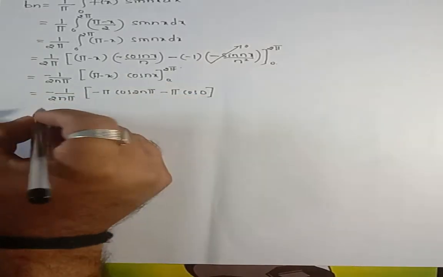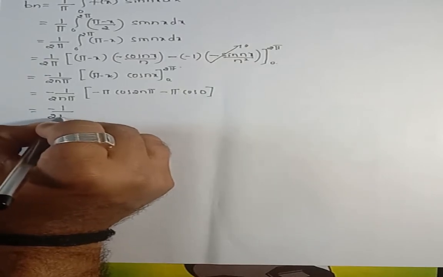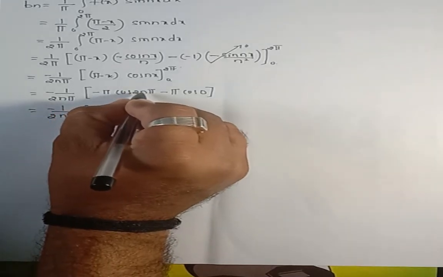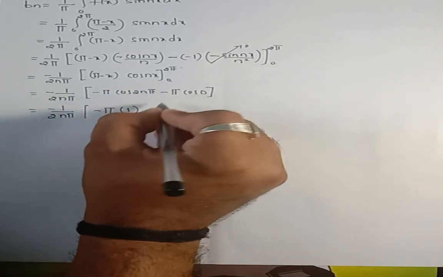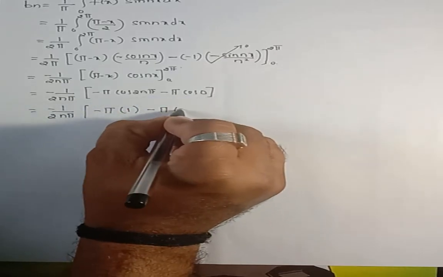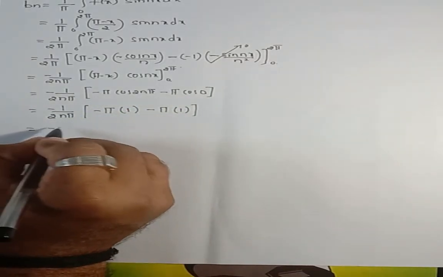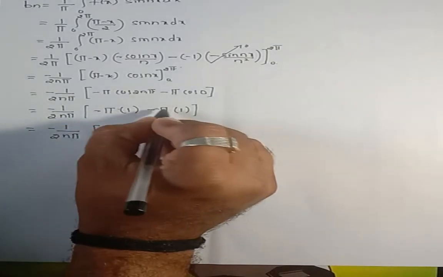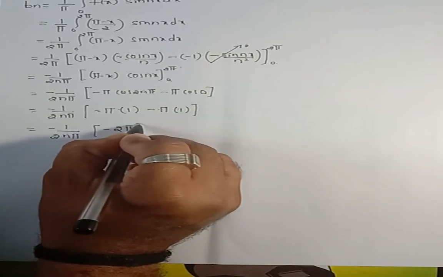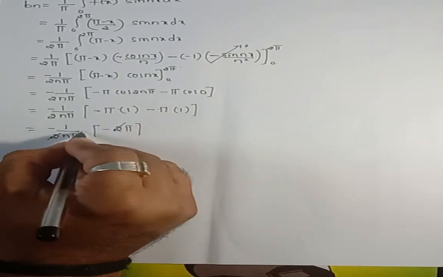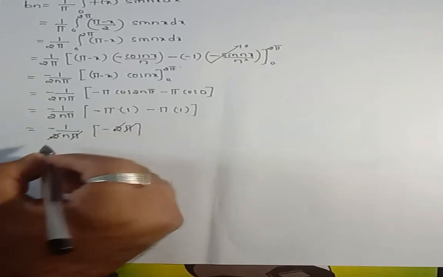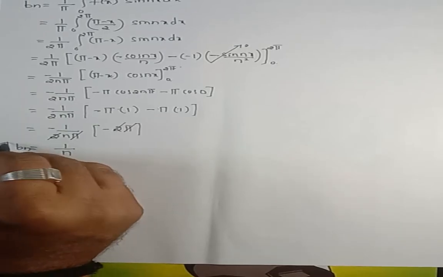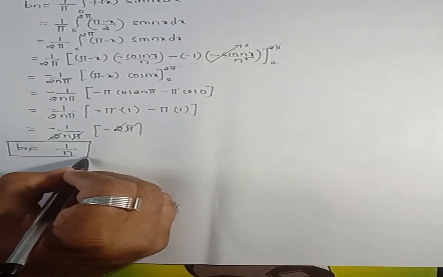1. Okay, as we know, that is minus pi as it is, cos 2n pi is 1, minus pi as it is, cos 0 is 1. So therefore the value is minus 1 divided by 2n pi, bracket minus pi minus pi, that is minus 2 pi. So see here 2 pi, minus into minus is plus, so the answer becomes 1 divided by n. The value of bn is 1 divided by n.